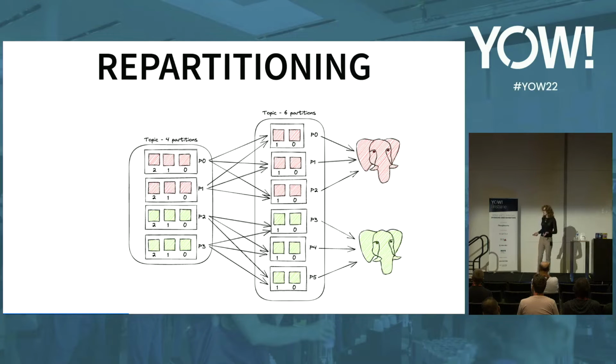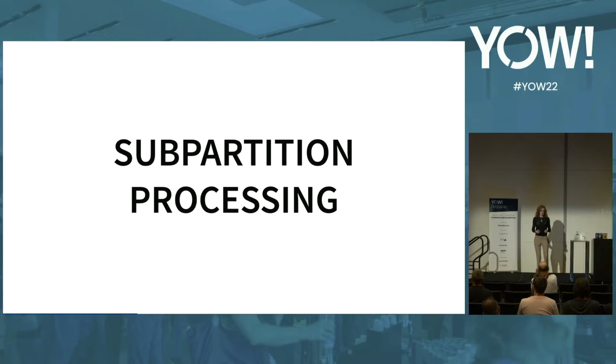So the way that we accomplished this was something that we called subpartition processing. So inside of a Kafka partition, right, basically doing concurrent processing of individual messages. Normally, the Kafka folks say, don't do that, but we did it anyways.